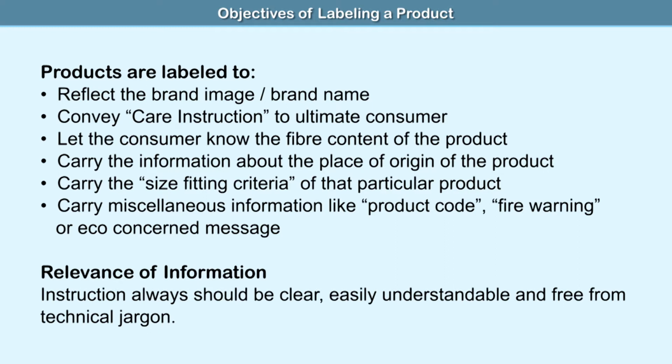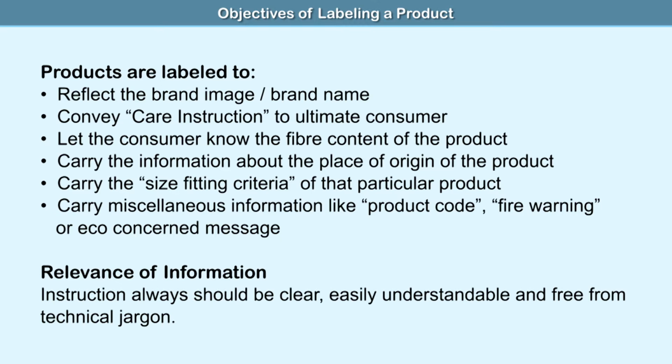Now, the objectives of labeling a product. First of all, why do we label a product? Products are mainly labeled to reflect the brand image or brand name, convey care instructions to the ultimate consumer, let the consumer know the fiber content of the product so that accordingly the customer can take care of it, and carry the information about the place of origin of the product. This is very important, as the customer needs to know where exactly the product has been manufactured in today's time.